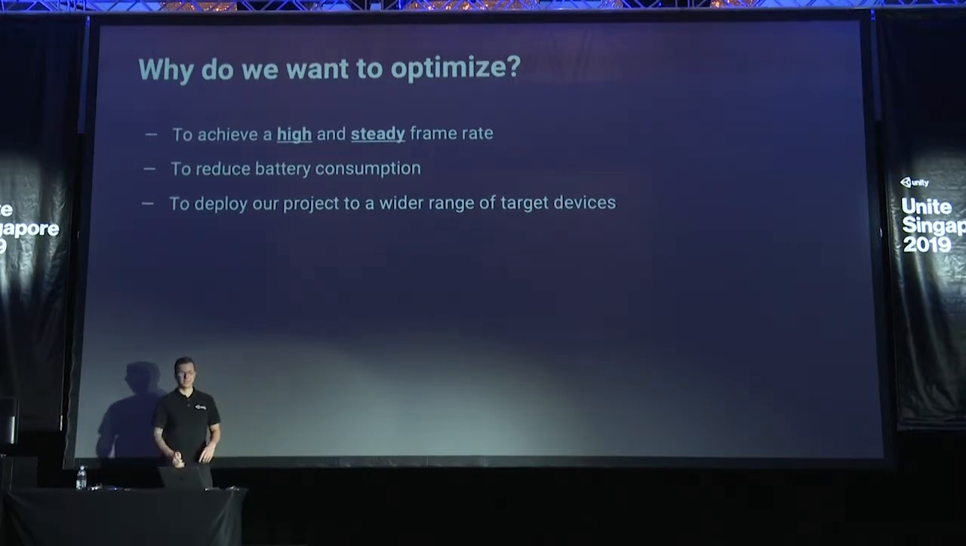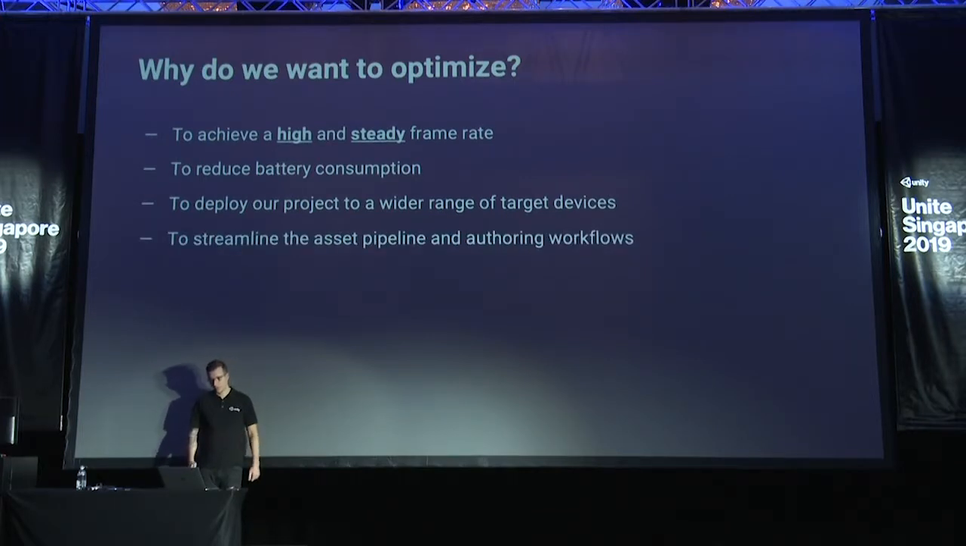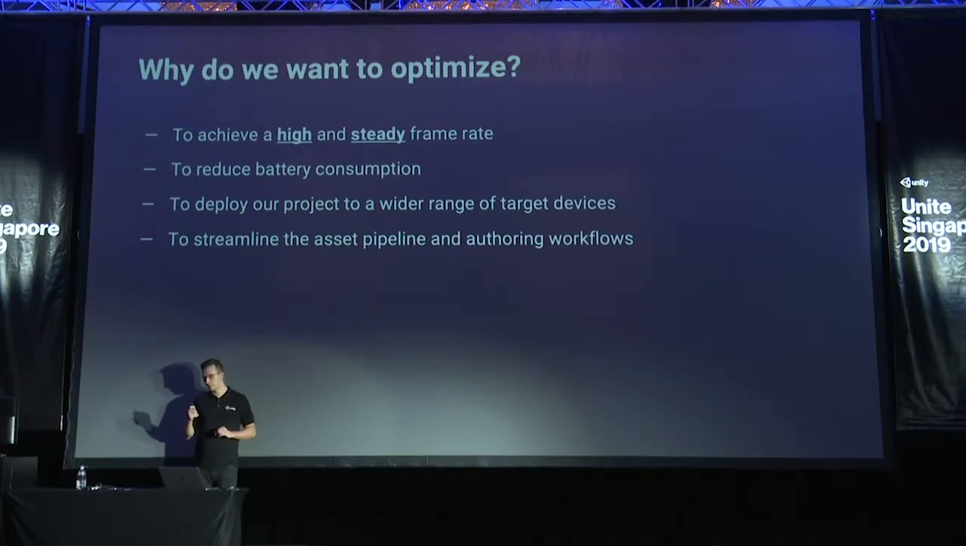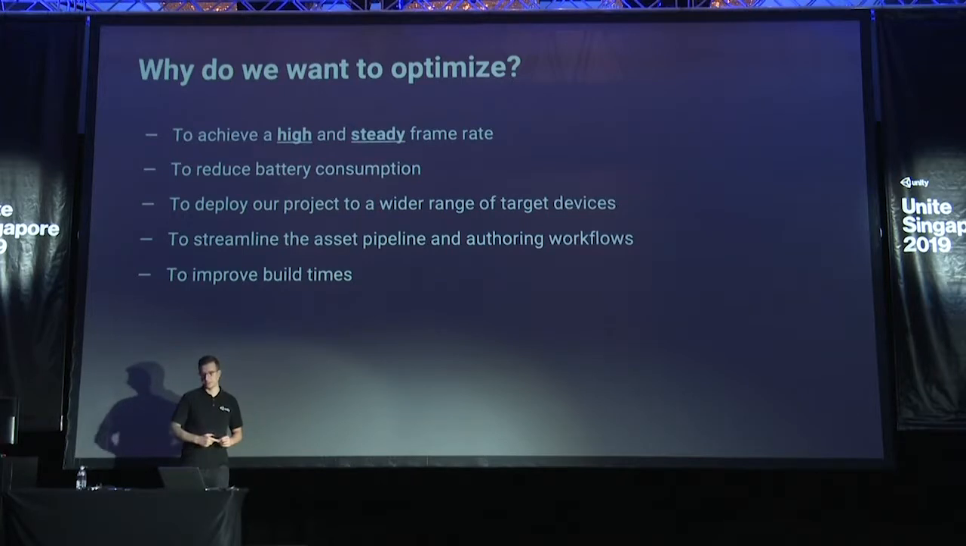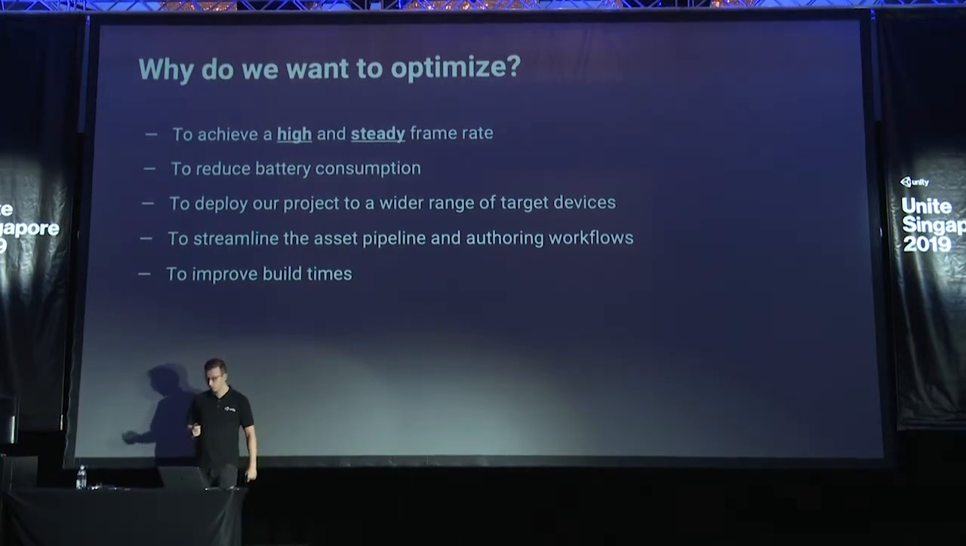So basically, by decreasing the requirements on your CPU and GPU or offloading your device, you are getting more money because you get more reach and you can reach more users. And we also want to streamline the asset pipeline and authoring workflows to speed up our dev process and make sure we deliver the best quality possible. Iteration time is also very important because if we optimize our asset structure and project settings, we can significantly decrease the build times and allow for faster iteration on our projects.